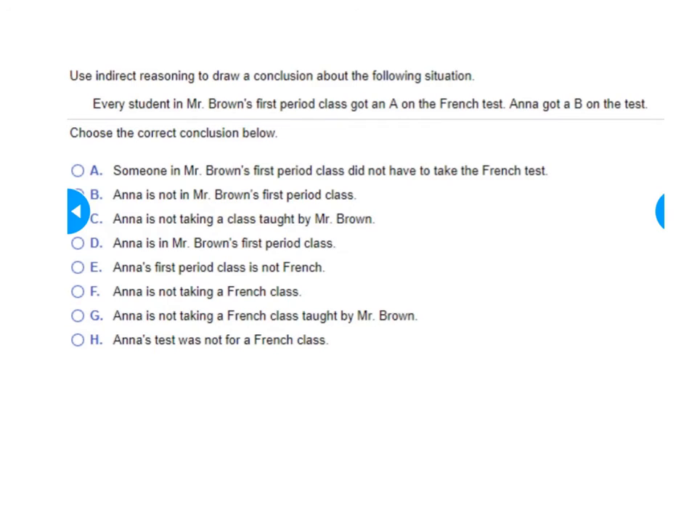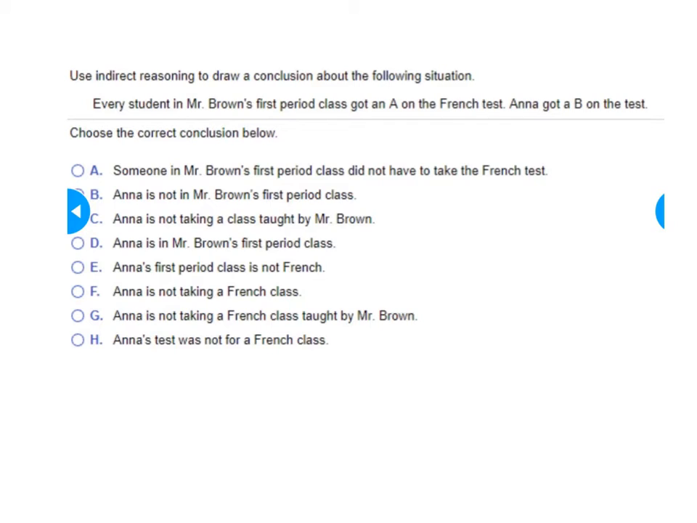All right, this one's kind of weird, so we're going to have to read a lot of the solutions, and I'll be honest with you, when I tried this one on the review and on the test, I did have to get it wrong once before I got it correct. So the question says, use indirect reasoning to draw a conclusion about the following statement. Every student in Mr. Brown's first period class got an A on the French test.